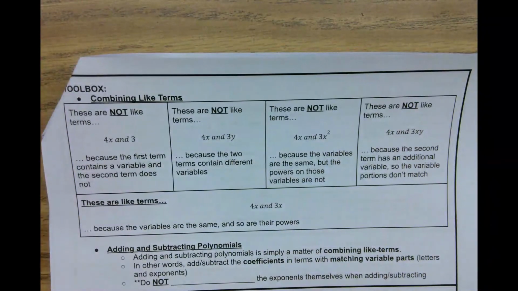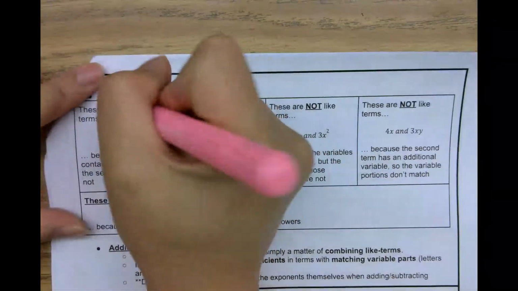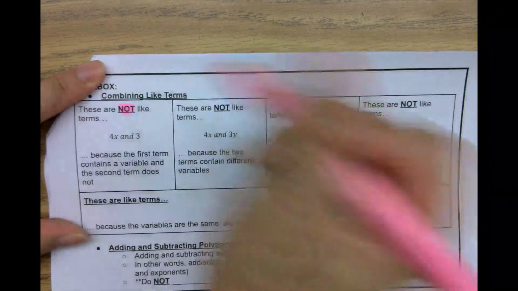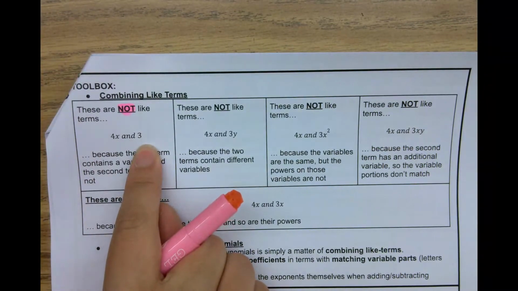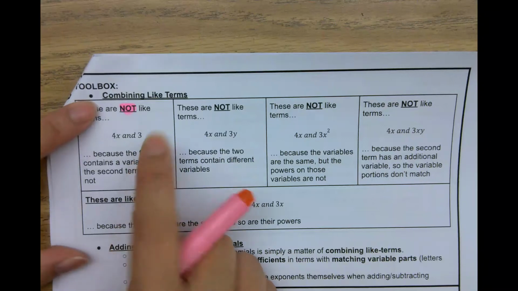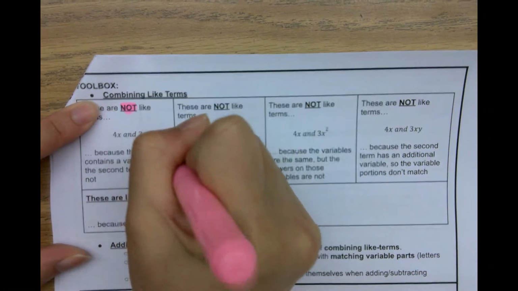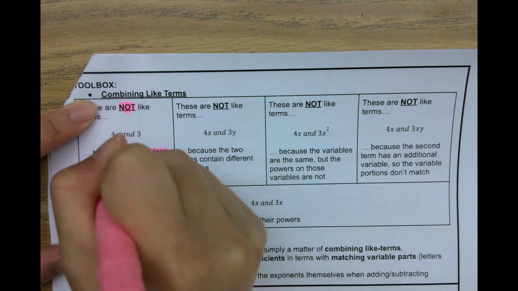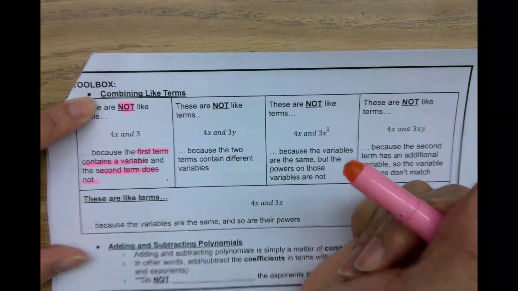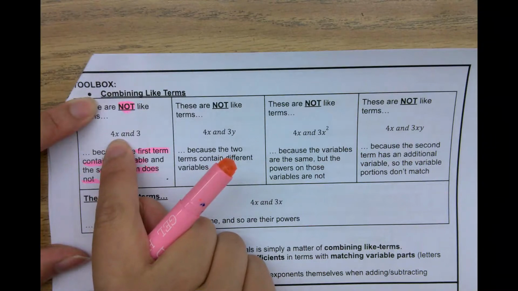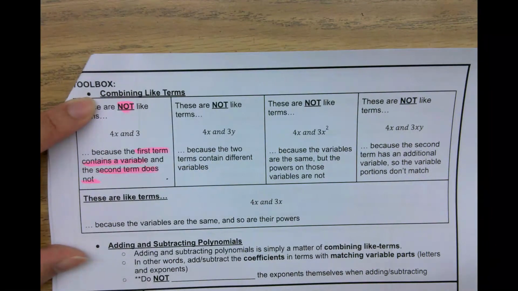Okay. So what is not a like term? Maybe I'll do it in pink, kind of like a red. Okay, so what is not like terms? One example is 4x and 3. The reason why these are not like terms is because the first term has a variable, the second one does not. So it is not like terms if one has a variable, a letter, and the other one is a constant.